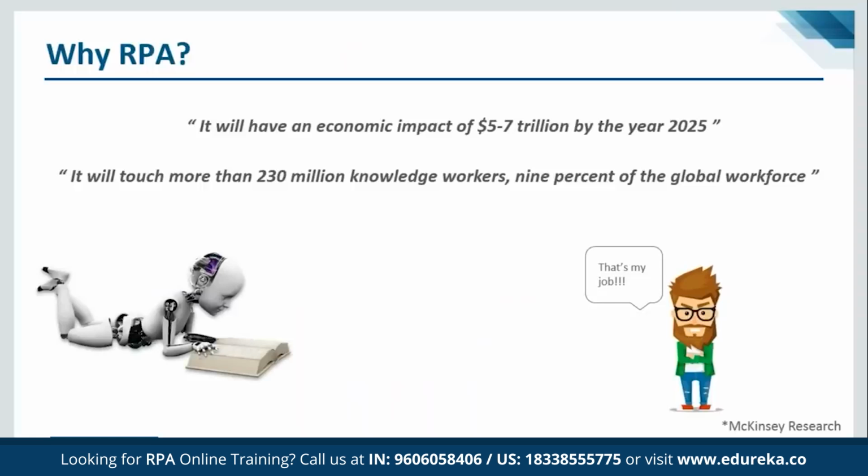$5 to $7 trillion is a huge amount of money, guys. It also says it will touch more than 230 million knowledge workers. All right, so don't get scared with this line, because it says it will touch the jobs of 230 million workers. So what that basically means is that whatever tasks you are doing today, maybe you'll not be able to do them tomorrow. Tomorrow might be a different job, or a different set of tasks will be expected from your job, right? So this is what you mean by touching more than 230 million knowledge workers. That is basically 9% of the global working population, right?